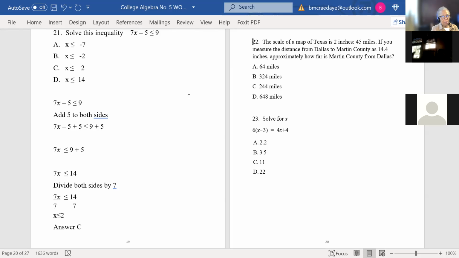Okay. All right. Now 22, actually for 22, you can do this with mental math, right?